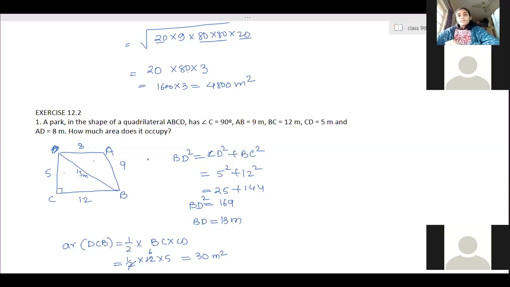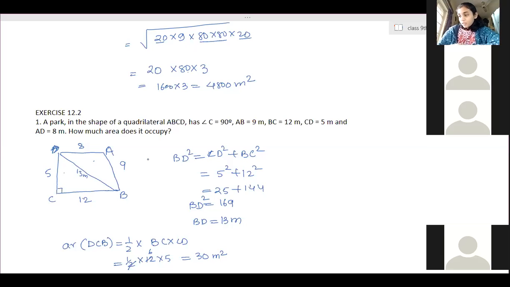Ma'am, what's the answer? 35 point something. Ma'am, I'm getting 354.6. So how much is 6 root 35? 6 root 35 is? Ma'am, for 6 root 35, I got 35.46.